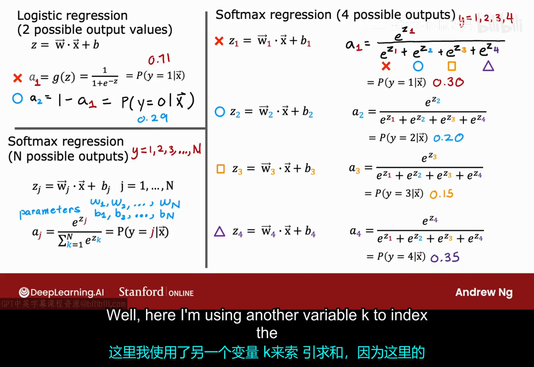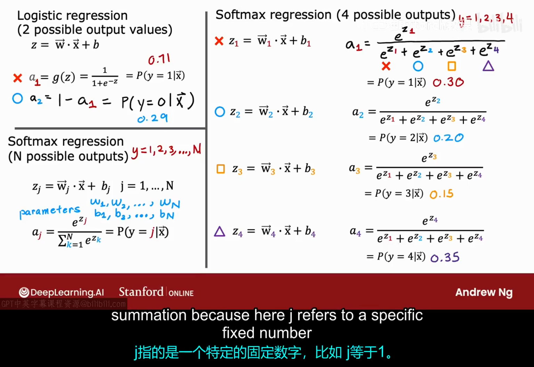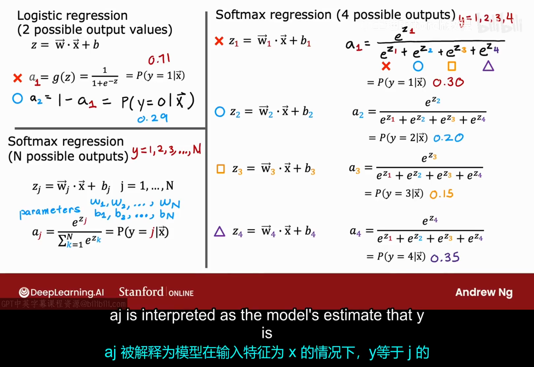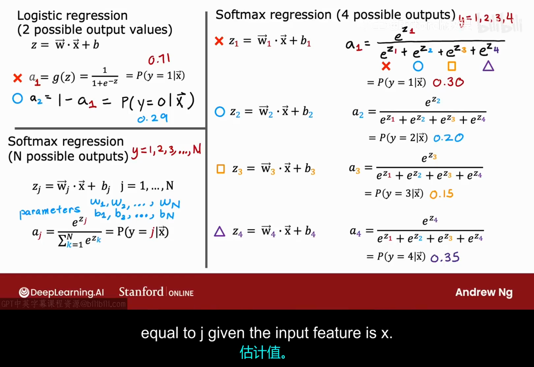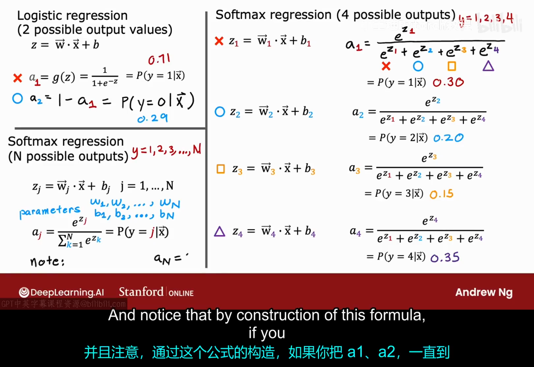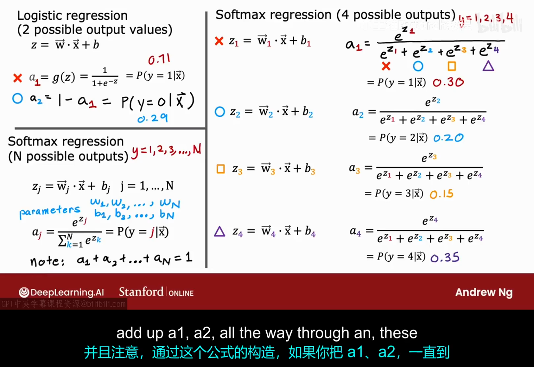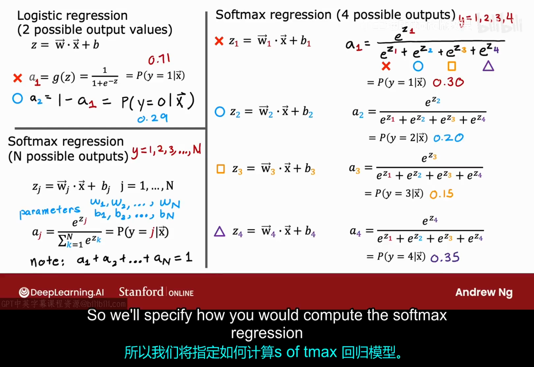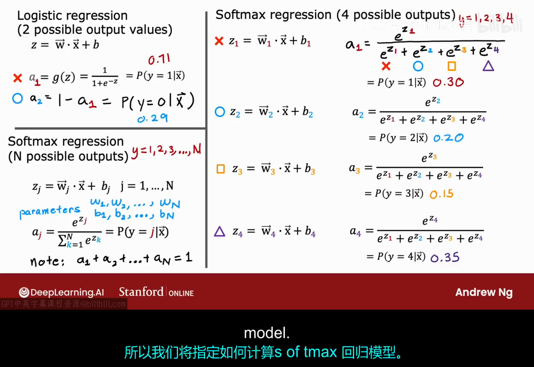Here I'm using another variable k to index the summation, because here j refers to a specific fixed number, like j equals 1. aj is interpreted as the model's estimate that y is equal to j, given the input features x. And notice that by construction of this formula, if you add up a1, a2 all the way through an, these numbers will always add up to 1. So that specifies how you would compute the softmax regression model.